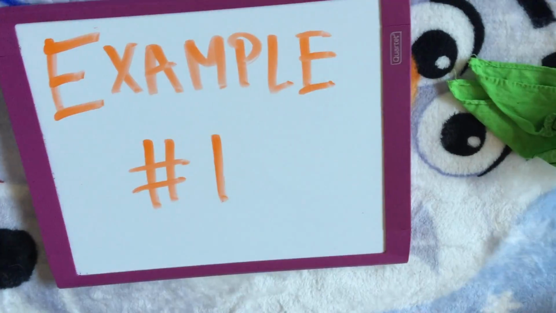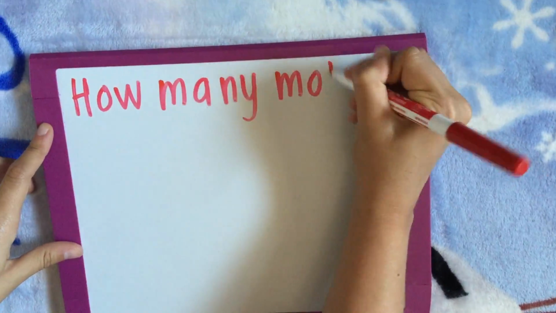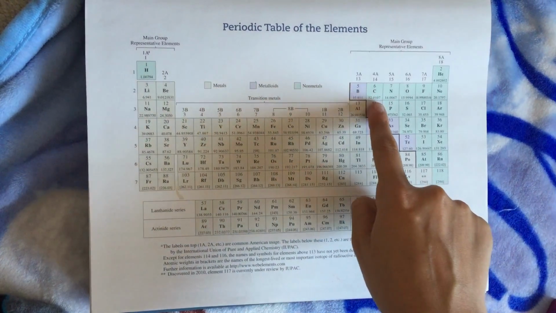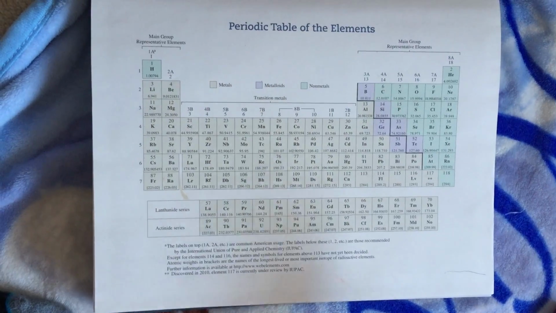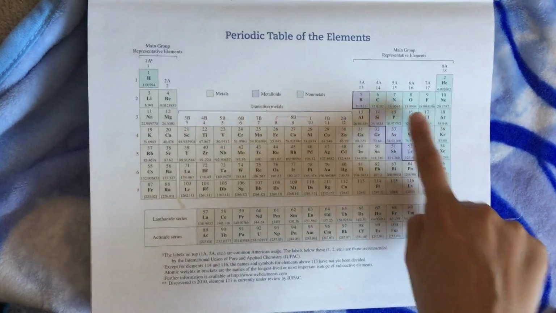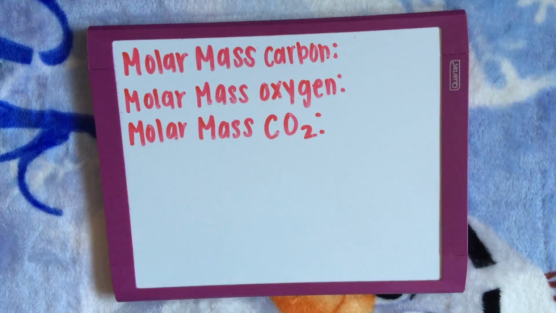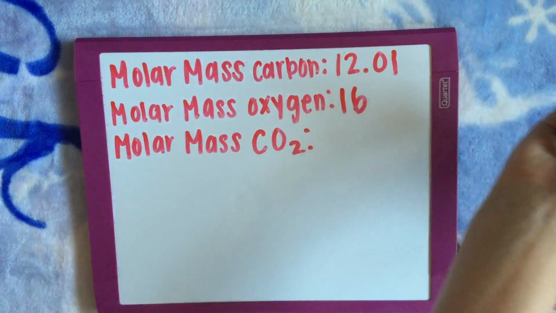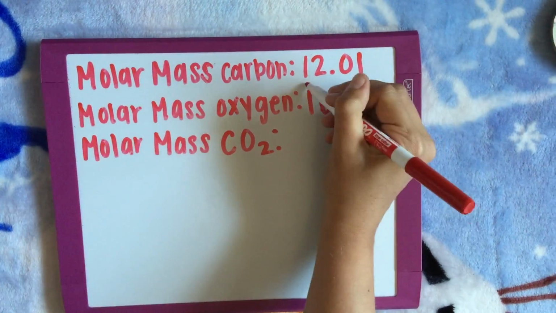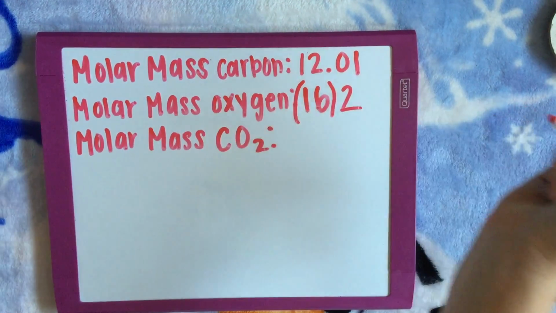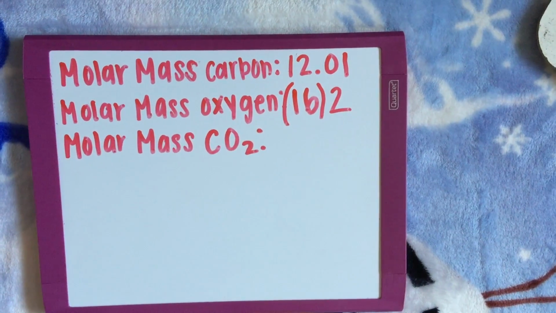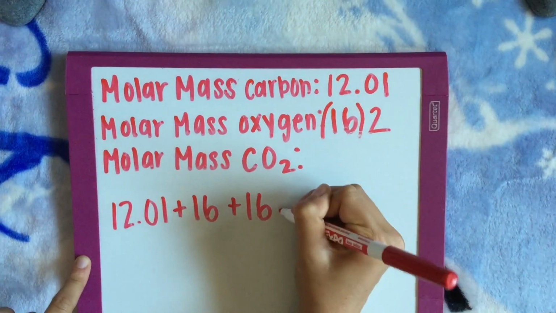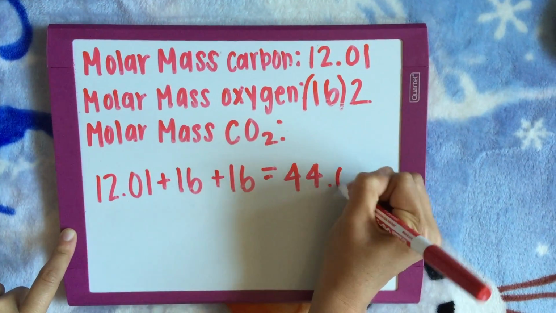Example 1. How many moles are in 3 grams of carbon dioxide? To solve this problem, first you must look at the periodic table to find the molar masses of carbon and oxygen. The molar mass of carbon is 12.01 and the molar mass of oxygen is 16. Since there are 2 oxygens in carbon dioxide, you must multiply the molar mass of oxygen by 2. Add them together to end up with a final molar mass of 44.01.